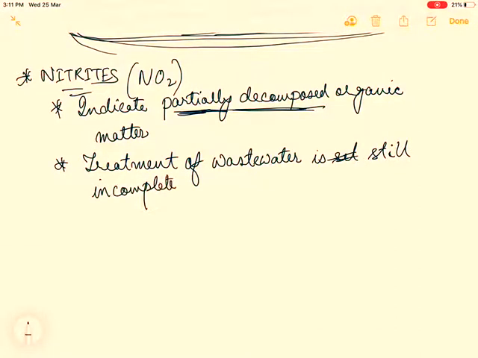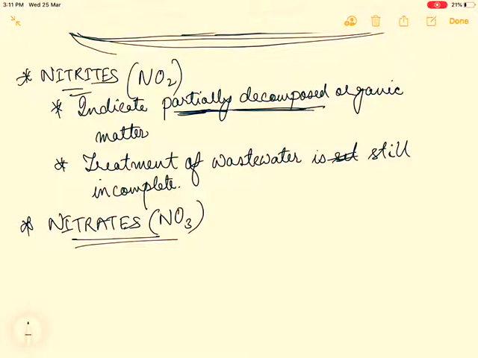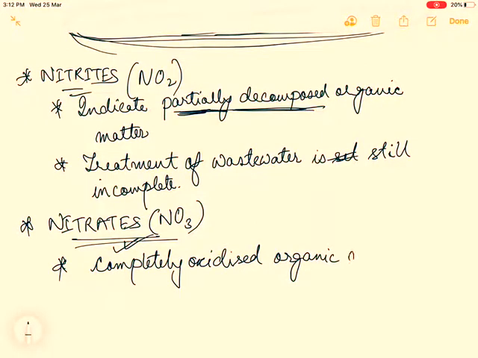Okay, all right. So finally you have nitrates. So what is nitrates? Nitrates is NO3. Nitrates is the end product, one of the end products of aerobic oxidation. So if you have a majority of nitrate, that means your wastewater is completely oxidized. So it indicates completely oxidized organic matter in wastewater.